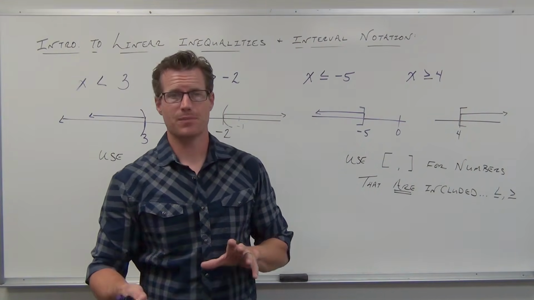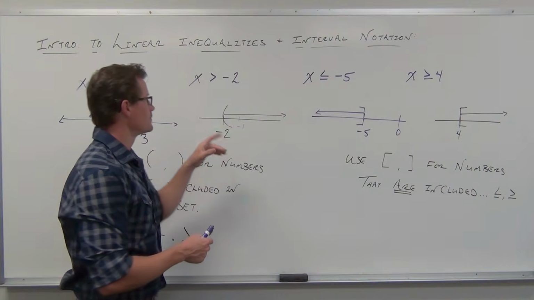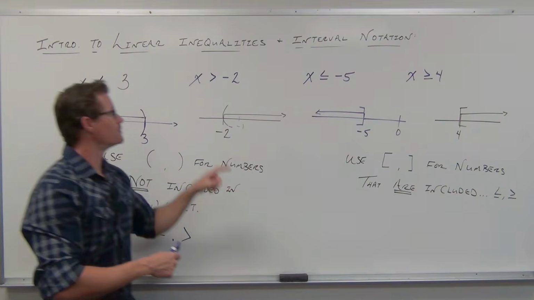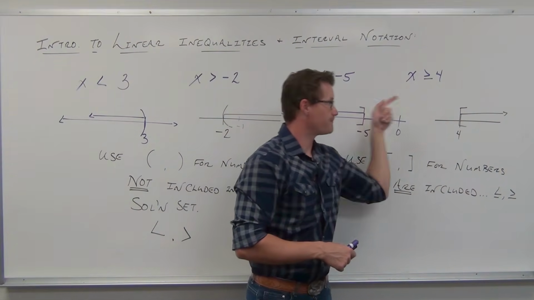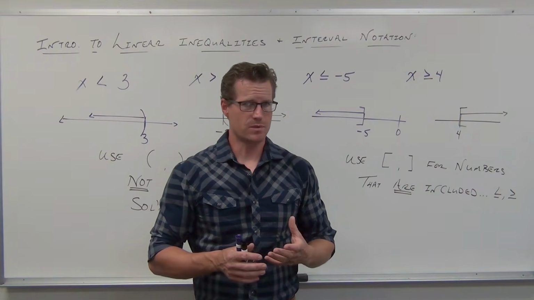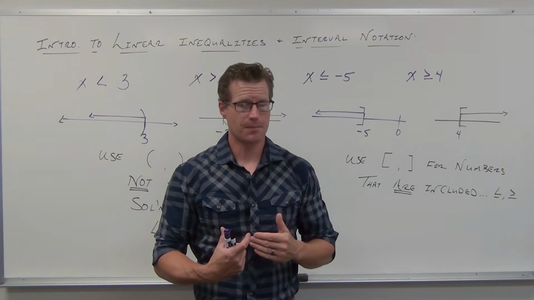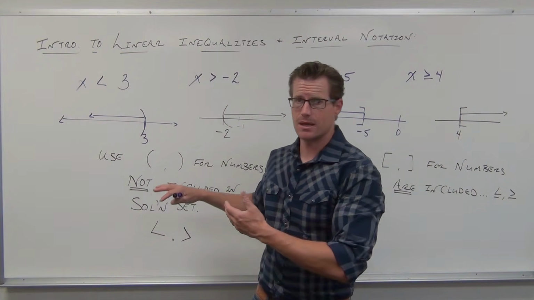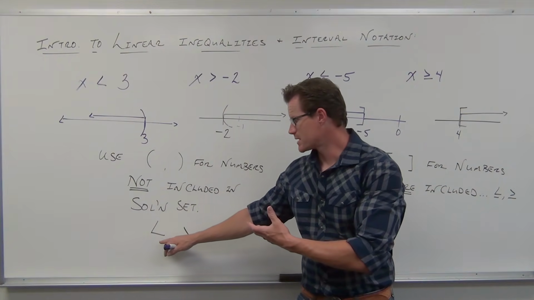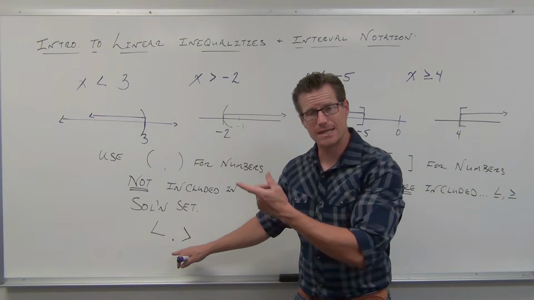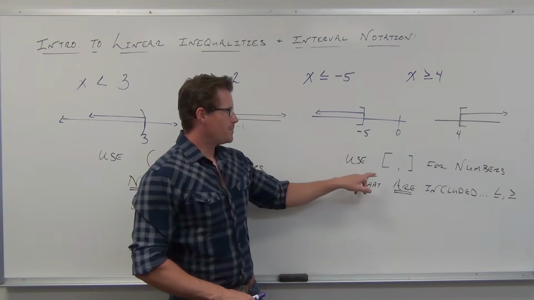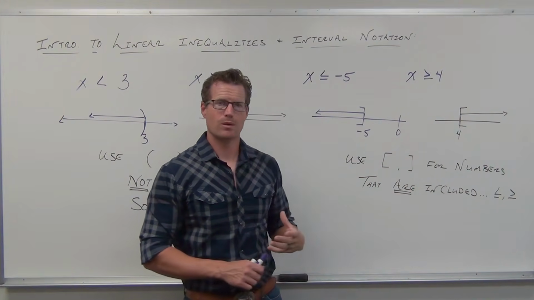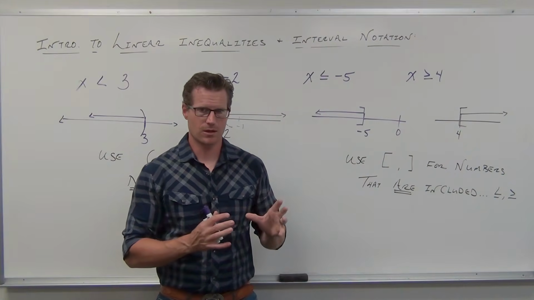So if you have them set up this way, less than points to the left, and greater than points to the right. If you always set your variable on the left-hand side, you will point to the side that your interval needs to be shaded. Follow the rules: if you have strictly less than or strictly greater than, use parentheses. That does not include the value. Less than or equal to, greater than or equal to, that does include the value, so use brackets. If you follow my rules, you almost can't get these wrong. They kind of draw themselves.